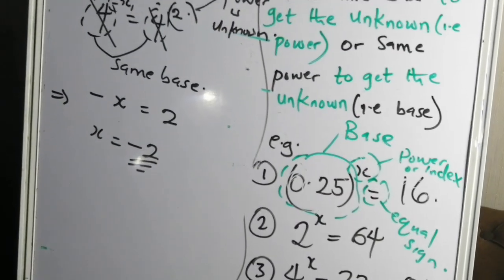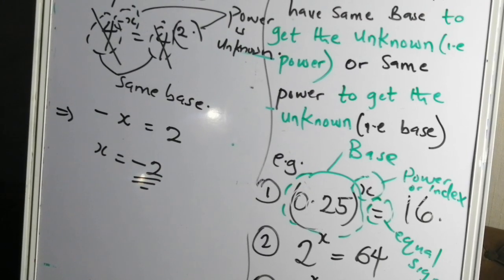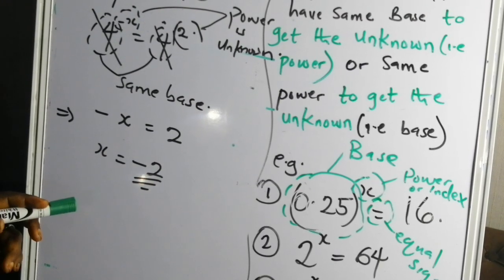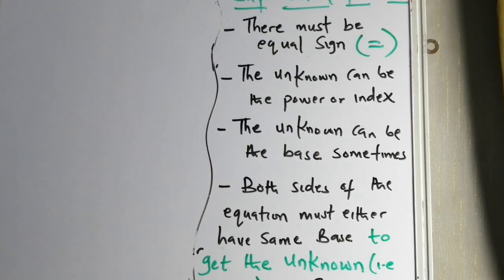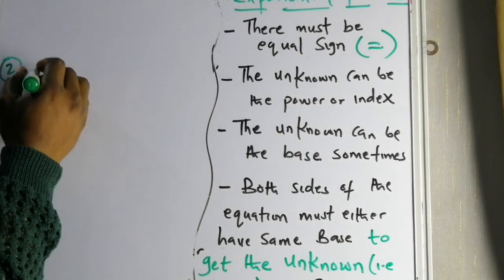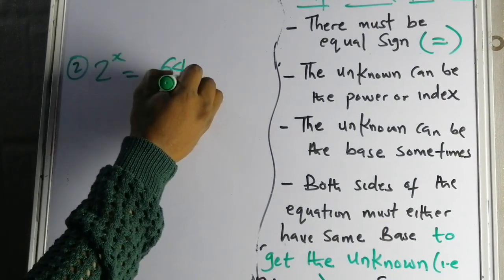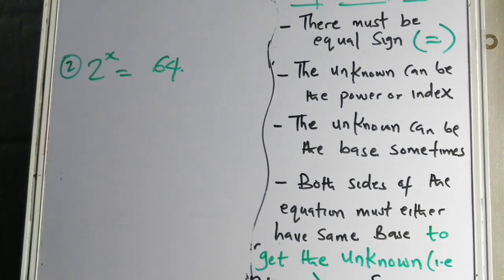If I say find x, that is what we have in this thing. So at the end of the day, the x is minus 2. We've solved number 1. Okay, for number 2 now. Number 2 is saying that we have 2 raised to power x equals what? 64. You can see that this one is very, very straightforward.